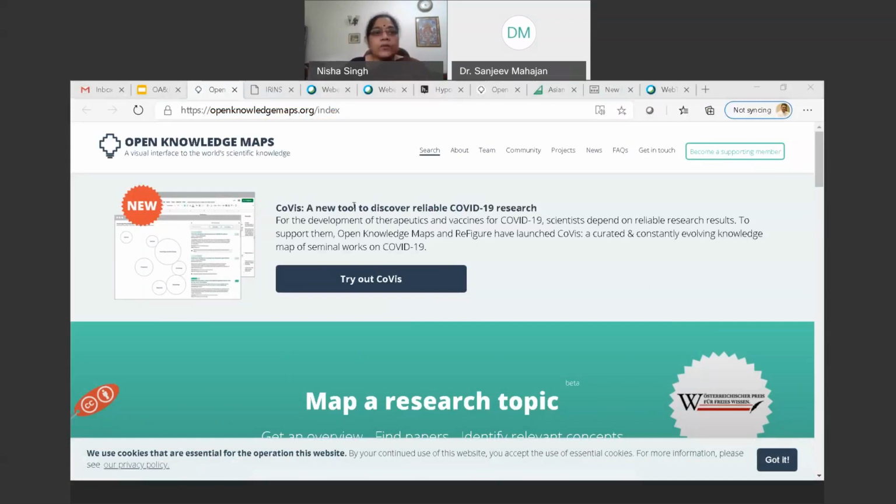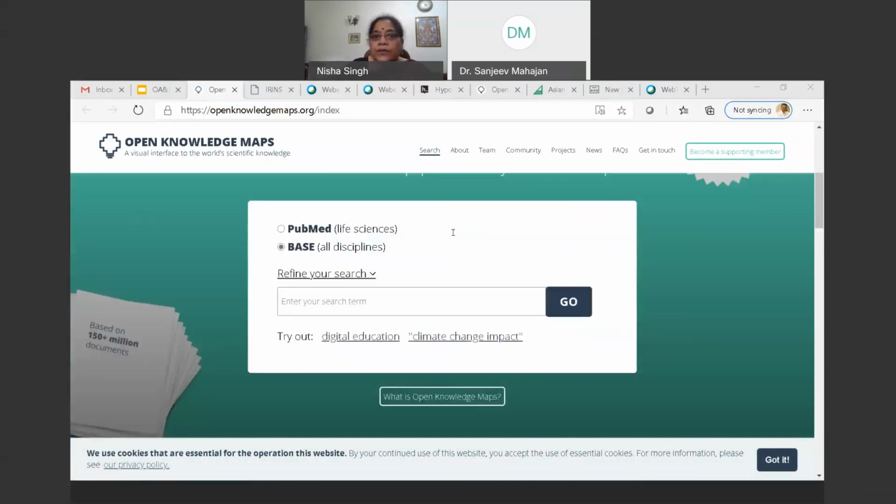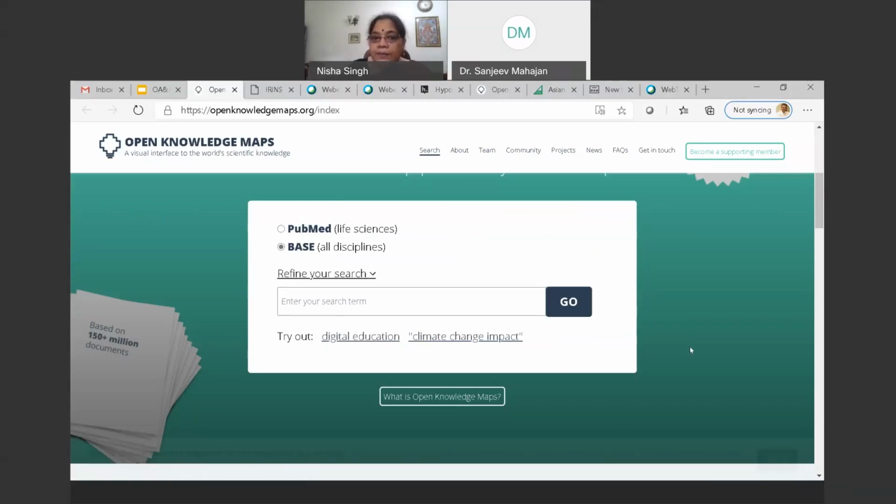So this is Open Knowledge Maps. COVID के time में उन्होंने कुछ और भी किया था. What you do is, where do you want it? You want it medical life sciences or all disciplines? Refine your search. Say I wanted digital education. इन्होंने बोला ना try out करने के लिए. Okay, let me try out. Cookies होती हैं, उसको आपको accept करना होता है. Digital education.